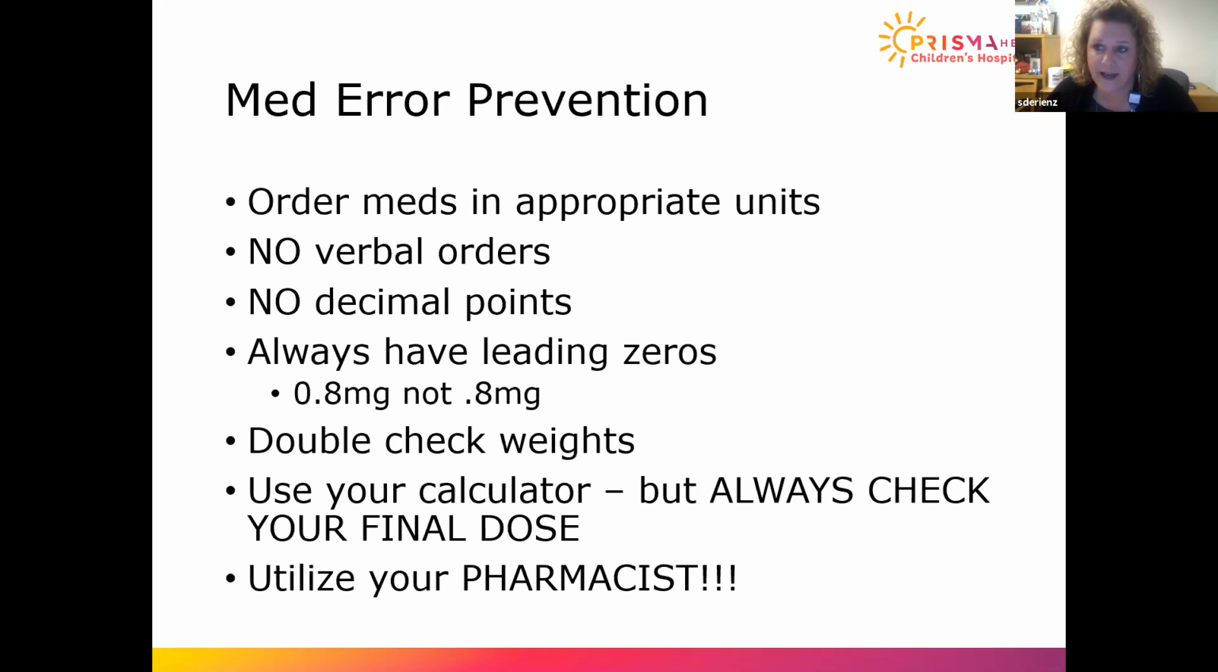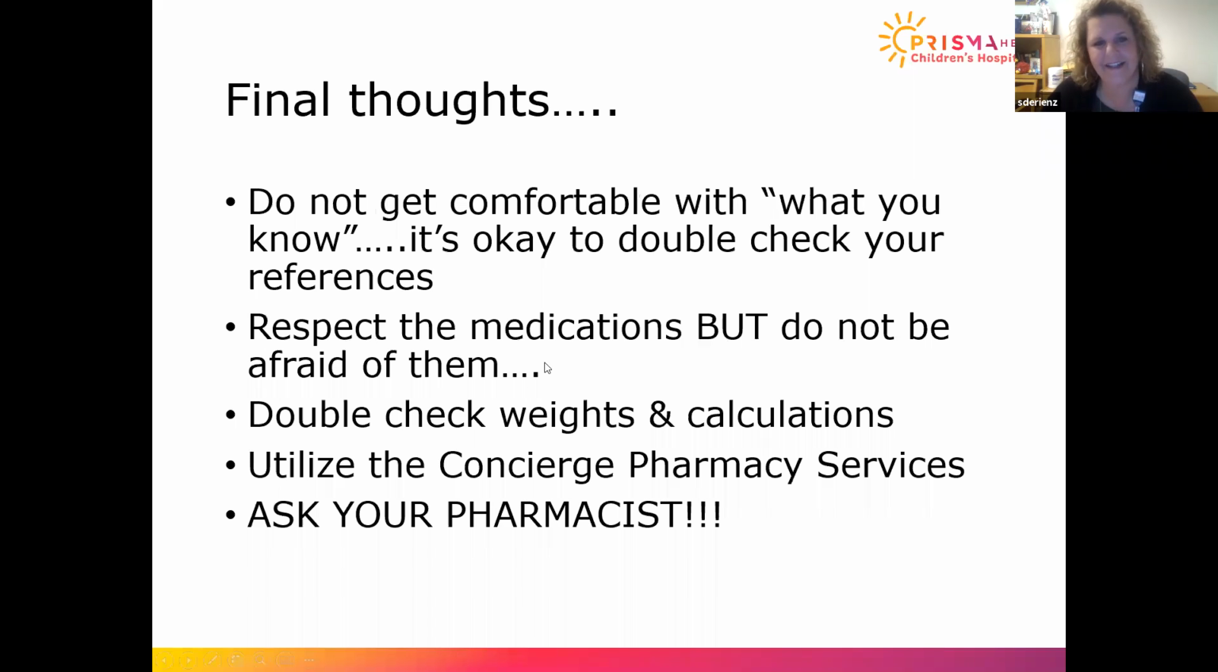Double checking weights. We have to do this quite often. Sometimes we get a larger, younger child in, so always double check that weight on that patient. Use your calculator. Just like I mentioned, we know those conversions, and some of them we know off the top of our heads, but use your calculator and always check your final dose. That gives you opportunities to round something or to make sure something makes sense, and to avoid those decimal points when you can. And then of course, utilize your pharmacist.